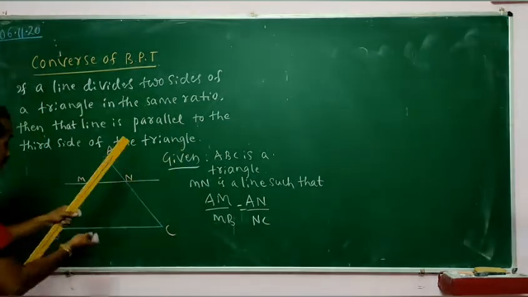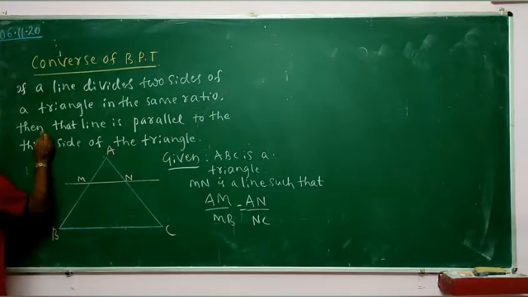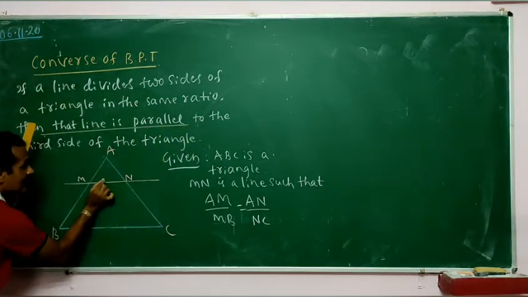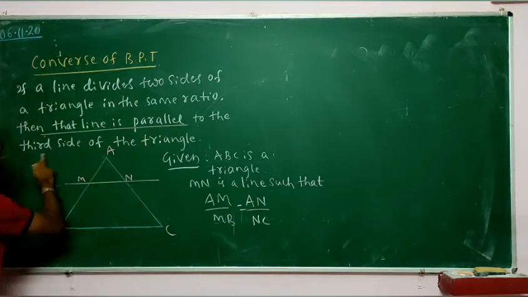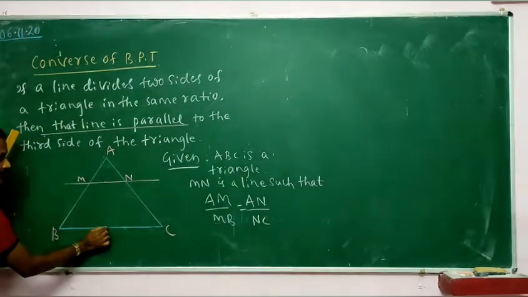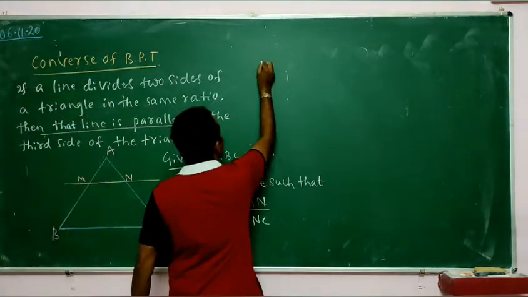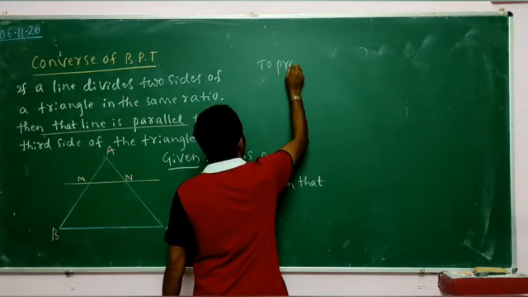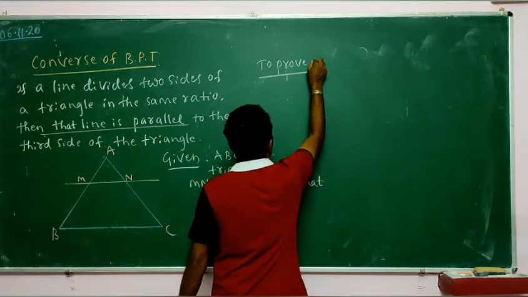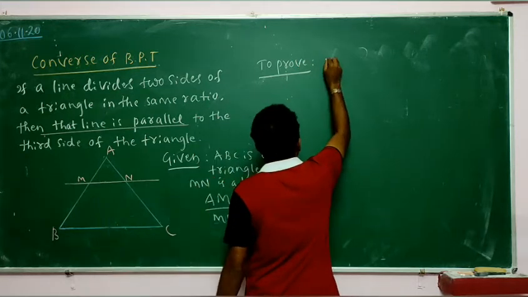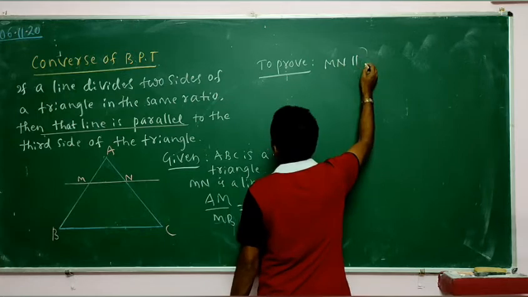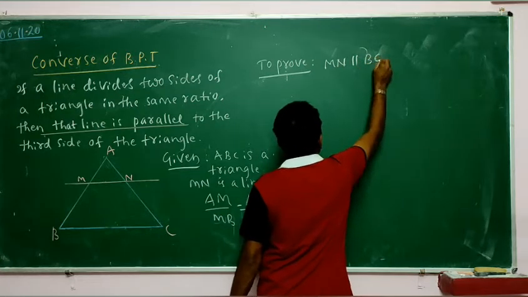आपको क्या प्रूव करना है? आपको प्रूव करना है then that line is parallel to the third side. मेरा third side this is parallel to this. मुझे प्रूव करना है to prove, क्या है? मुझे प्रूव करना है MN is parallel to BC.